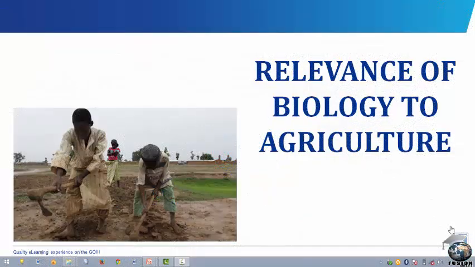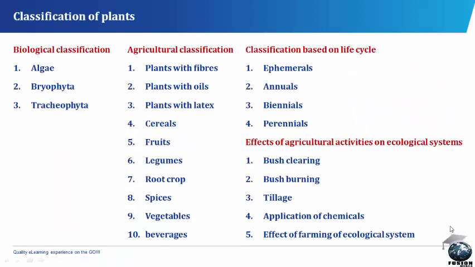Relevance of biology to agriculture. The following are classifications of plants. Biological classification includes 1. Algae, 2. Bryophyta, 3. Tracheophyta. For the algae, examples are Spirogyra and Cladophora.